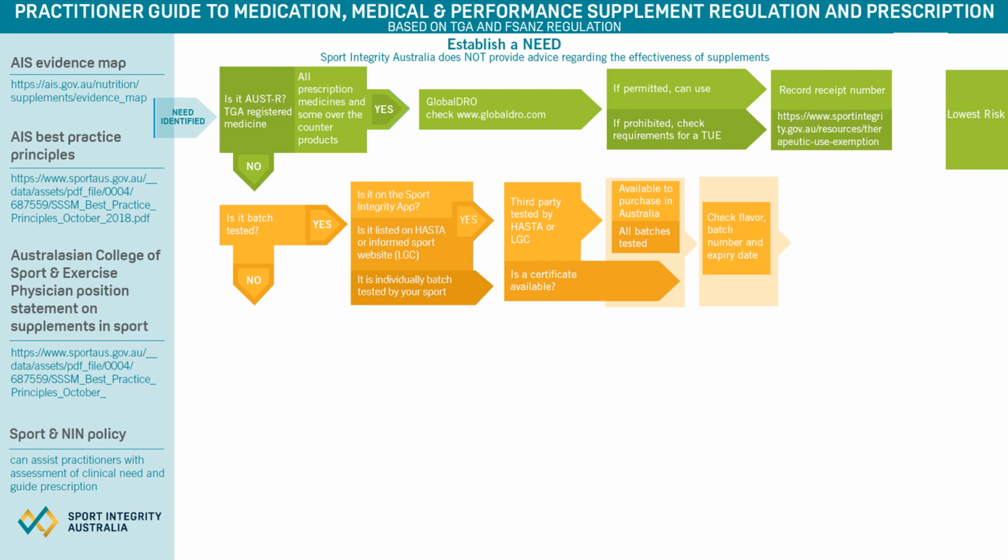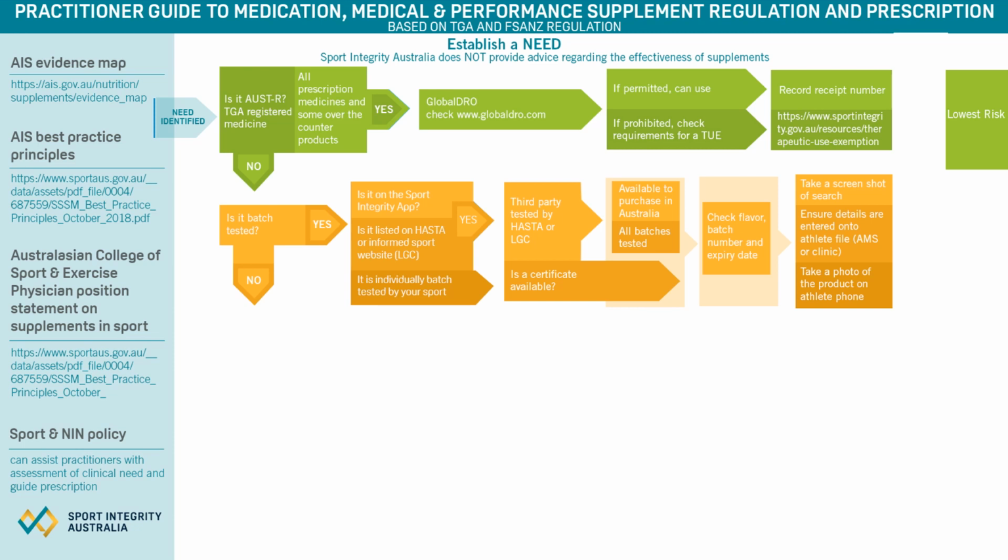After confirming the substance has been batch tested, either through the app, listing on the HASTA or LGC website, or through a certificate provided by the sport, athletes and practitioners should check the flavour, the batch number and the expiry date to ensure that it matches that listed in the resource provided to them. And if this is the case, they should take a screenshot on their phone of the search.